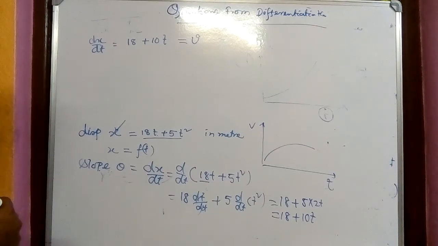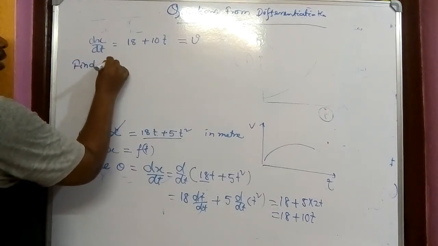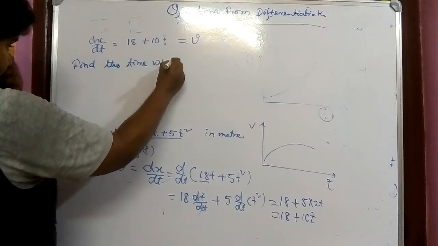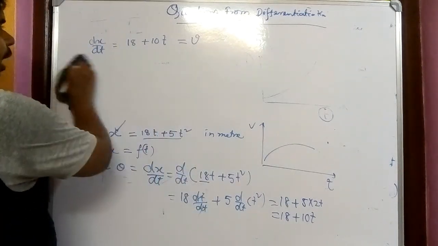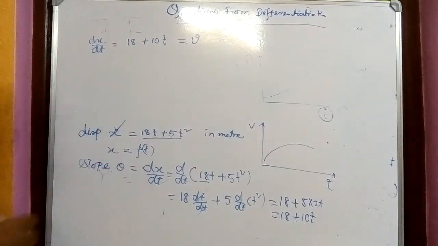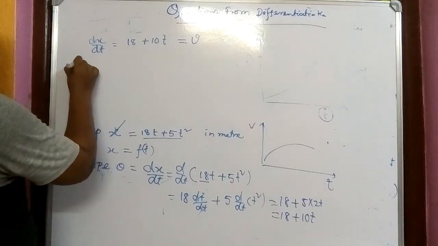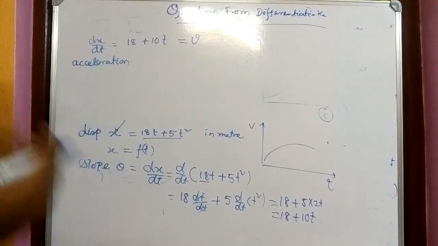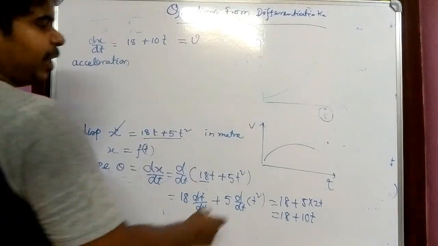Now if it is told to you to find the time when, forget about finding the time, that we will do a little later because it will come negative here. So from here, if it is told to find acceleration, how do we have to find acceleration from it? Now we'll go for another idea.